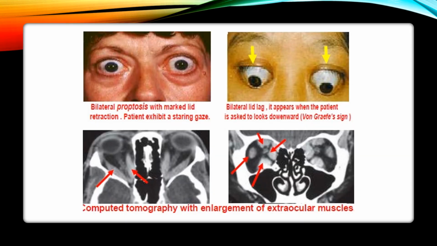This slide shows characteristic signs and CT findings in patients with thyroid eye disease. The first photo shows bilateral proptosis with marked lid retraction. This is the characteristic von Graefe's sign. These are axial and coronal views of a patient with thyroid eye disease showing characteristic enlarged muscle belly with tendon sparing.